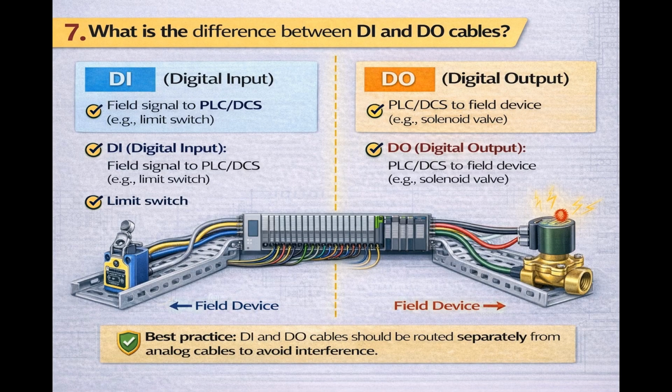What is the difference between DI and DO cables? DI, digital input, field signal to PLC or DCS, for example, limit switch. DO, digital output, PLC or DCS to field device, for example, solenoid valve. Best practice: DI and DO cables should be routed separately from analog cables to avoid interference.